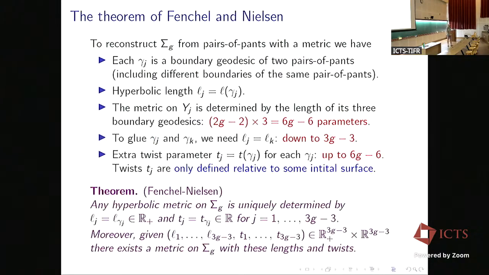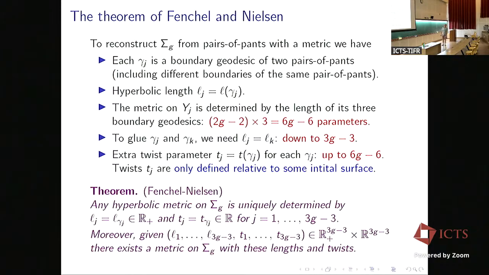So to build this, it's like using Lego, as I said. Each gamma j is a boundary geodesic of 2 pairs of pants, and including there the case where I've got the 2 boundary components of the same pair of pants. They have hyperbolic length Lj, so just rather than say L of gamma j, let's call it Lj. Then the metric on the pair of pants is determined by the lengths of its 3 boundary geodesics.